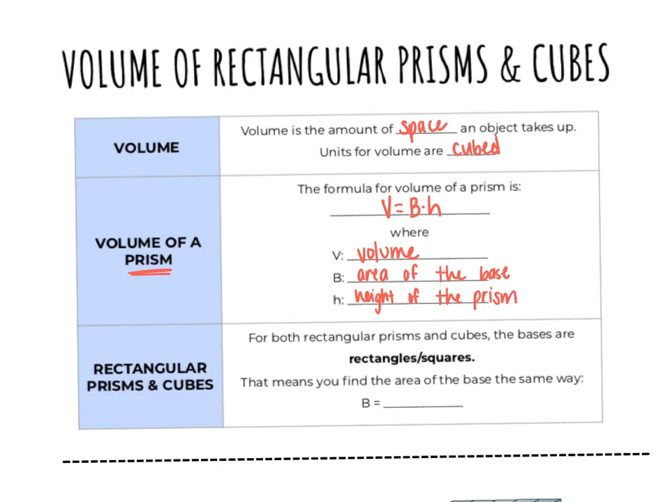So we're going to start by talking about rectangular prisms and cubes. For both of them, the bases are rectangles or squares. So that means that you find the area of the base the same way. For the area of a rectangle or a square, you do length times width.